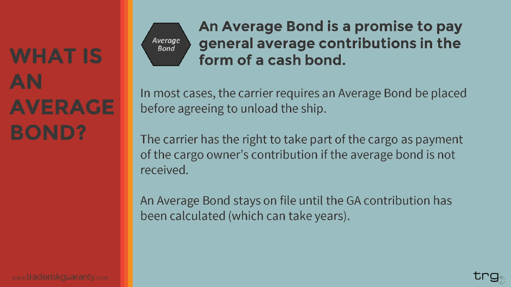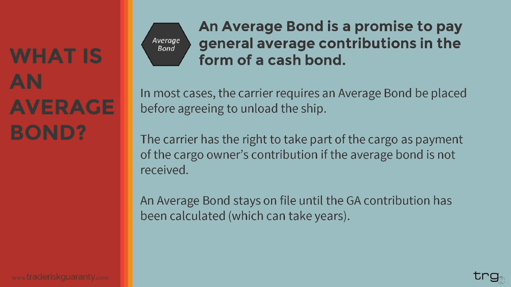So what is an average bond? An average bond is a cash bond that must be placed, and it acts as a promise to pay the general average contributions once they have been calculated. In most cases, the carrier will require an average bond be placed before even agreeing to unload the ship. The carrier has the right to take part of the cargo as payment of the cargo owner's contribution if the average bond is not received.